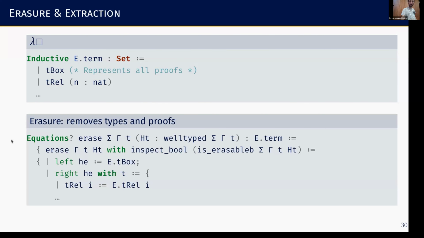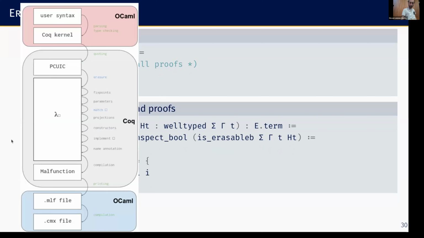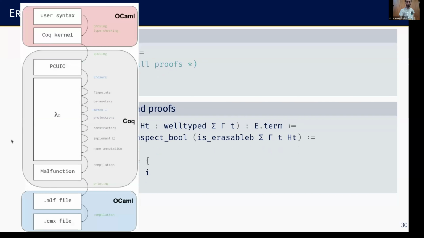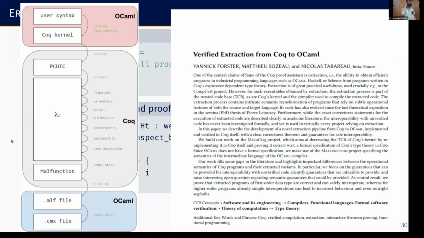And so we have an erasure procedure that takes in a term and then returns something in this language, and that is basically going to look at whether something is a proposition or not, and depending on that, is going to erase the relevant bits. And then from this extracted lambda box thing, you can generate OCaml code or something, and you can talk with Yannick about this. He's the expert here. There's a complicated pipeline to do all of this, and most of this is certified now, and they have a draft paper that's coming up on these things.